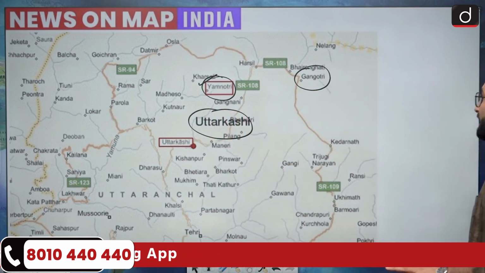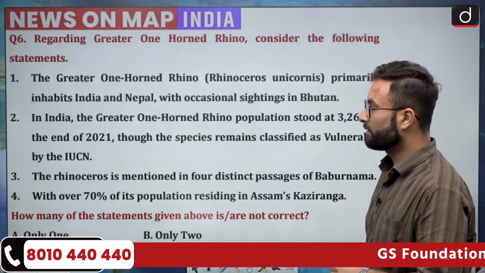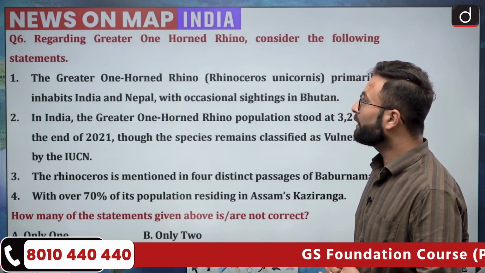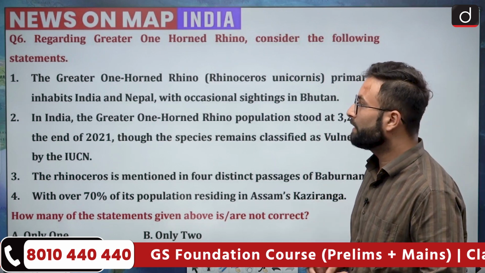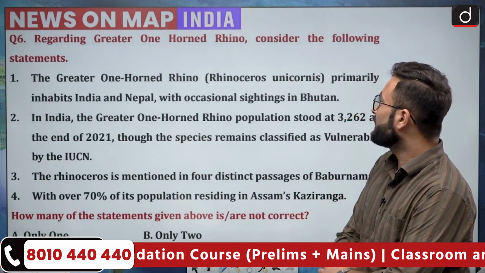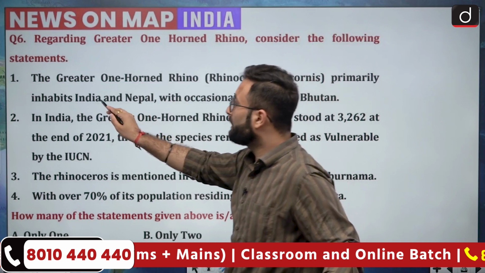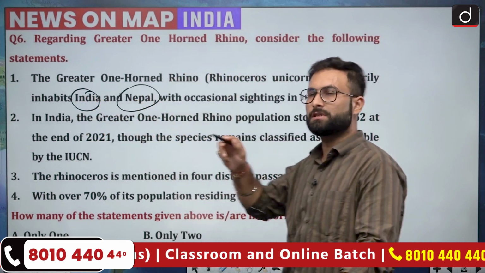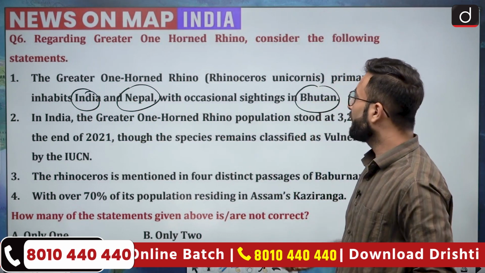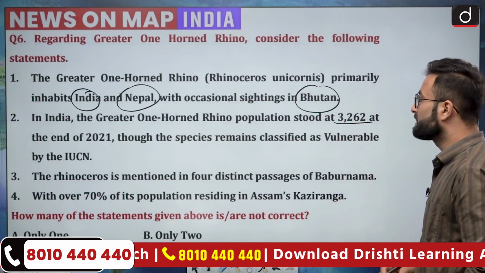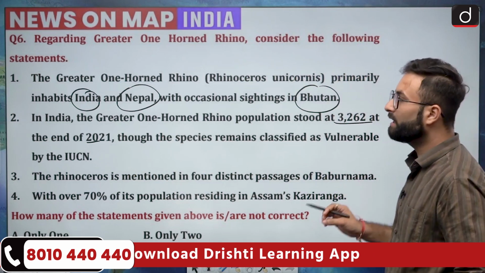Now moving further to the next one, regarding the greater one-horned rhino. Consider the following statements. Statement 1: the greater one-horned rhino, Rhinoceros unicornis, primarily inhabits India and Nepal, with occasional sightings in Bhutan as well. So they are saying these rhinos have habitat in India, Nepal, and sometimes are also visible in Bhutan. Second statement: in India, the greater one-horned rhino population stood at 3,262 at the end of 2021, though the species remains classified as vulnerable by the IUCN.